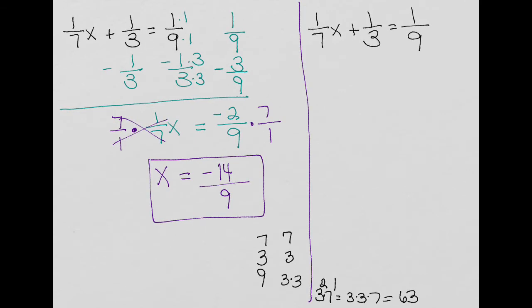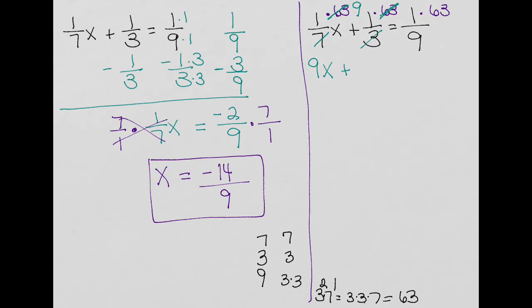So what I'm going to do is come up here, and I'm going to multiply each term, whether it's a fraction or not, by 63, your common denominator. And then we're going to come back and divide by the denominator. So 63 divided by 7 is 9. And then you're going to take that answer and multiply it times your numerator. So 9 times 1 is 9x.